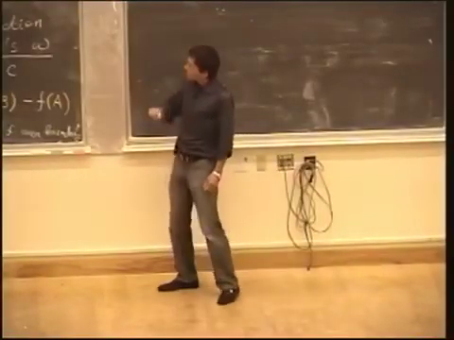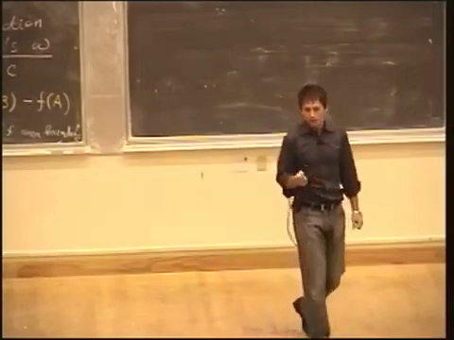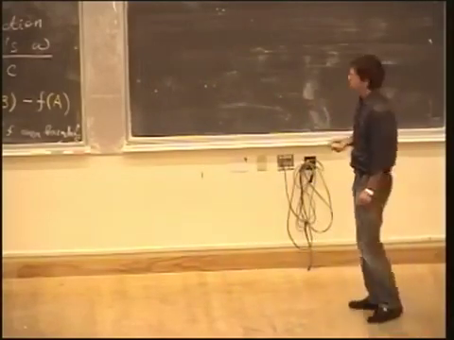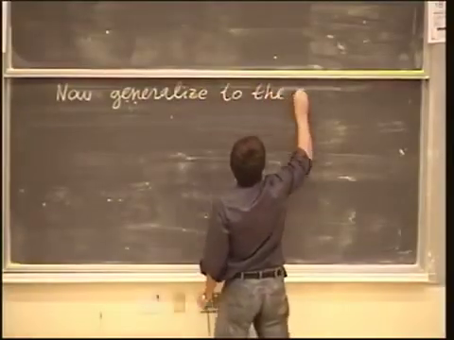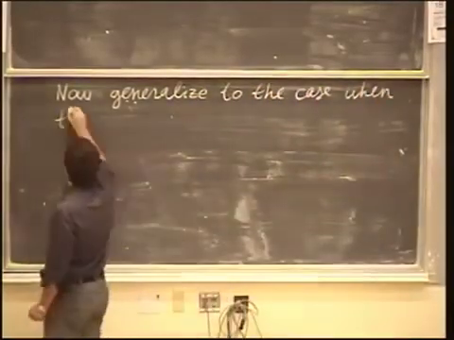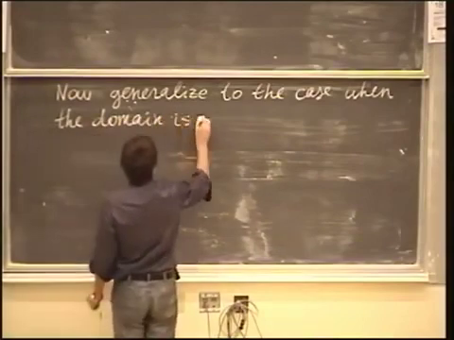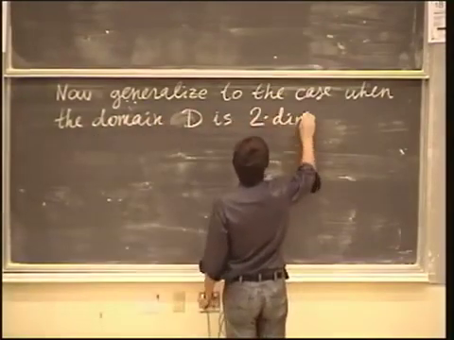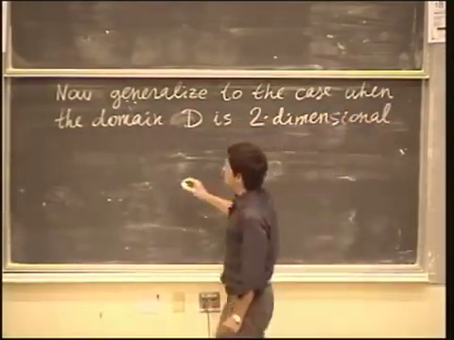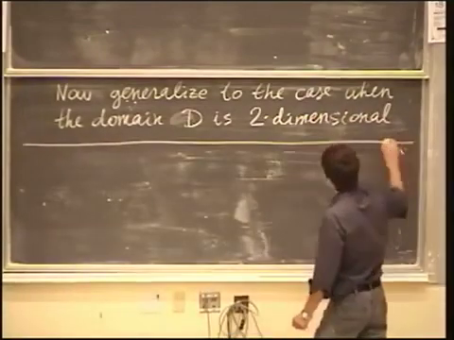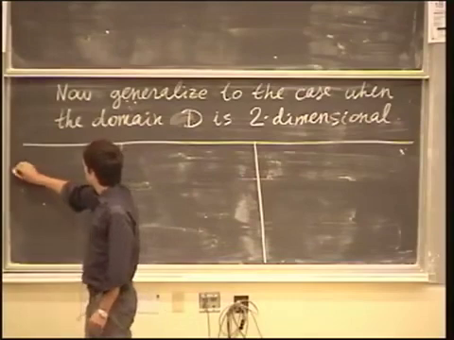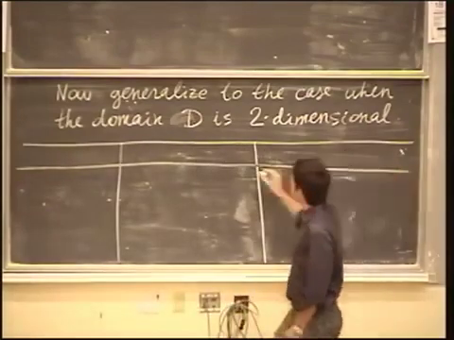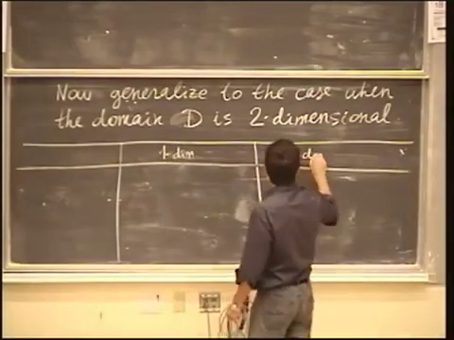Anyway, what we'd like to do now is make the next step. We'd like to generalize it when the domain is two-dimensional instead of one-dimensional. So now we generalize: domain D is two-dimensional. And what I'd like to do is make a chart and a comparison between the one-dimensional and the two-dimensional cases. So this will be the one-dimensional case, and this will be the two-dimensional case.